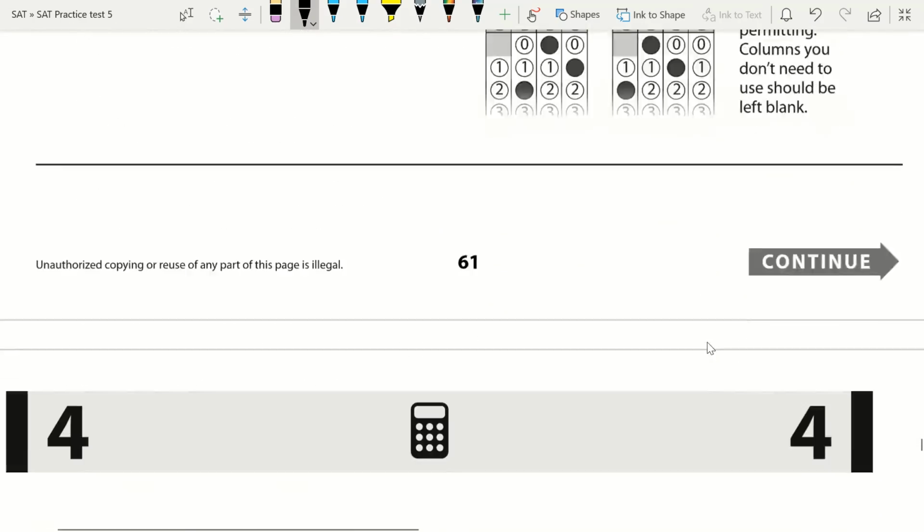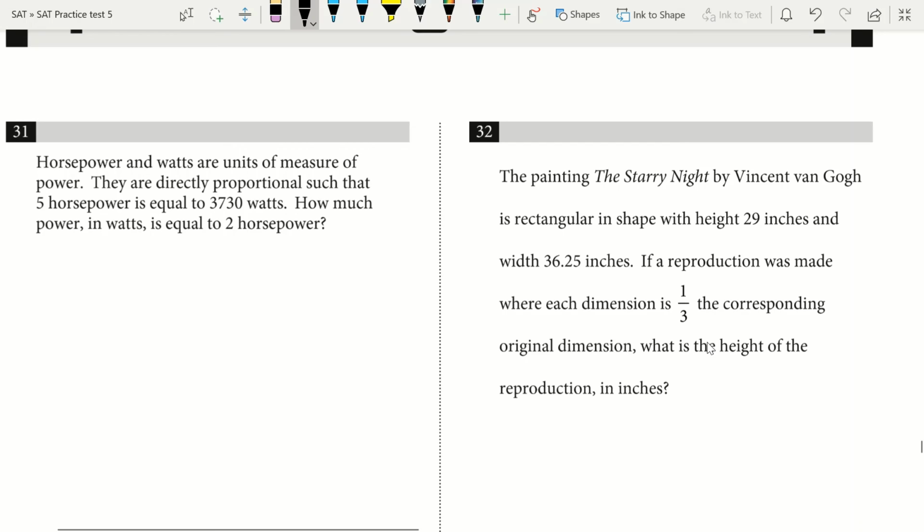All right, now we got question 31. We're on to the fill in the blank section. Horsepower and watts are directly proportional such that 5 horsepower is equal to 3730 watts. How much power in watts is equal to 2 horsepower? All right, well, if we do our ratio, then we're going to have 2/5 times 3730, and that'll give us our amount of watts, right?